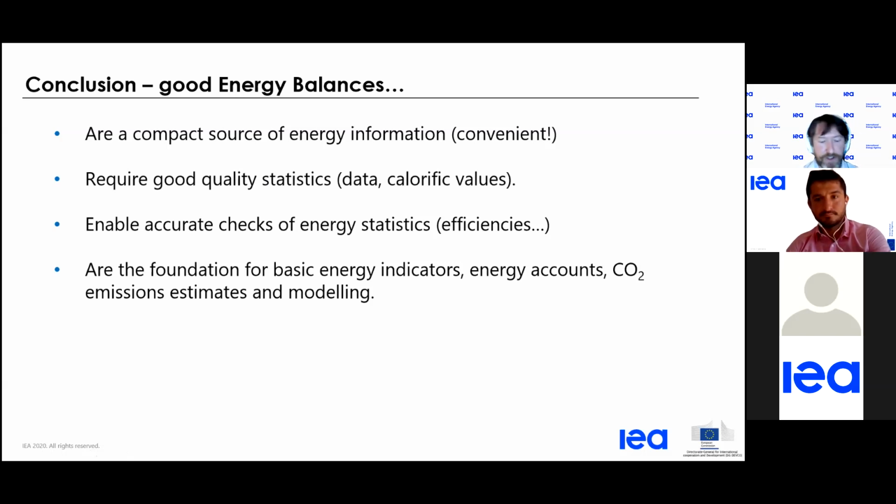And balances are also useful because they allow us to run checks on the efficiencies. So for instance, we can check the efficiency of transformation in a power plant or in a blast furnace, and we can compare those efficiencies with previous values in other years. So we can check the year-on-year changes, or we can compare them with expected values. And if these efficiencies deviate from expectations, it can also act as a check on the data.